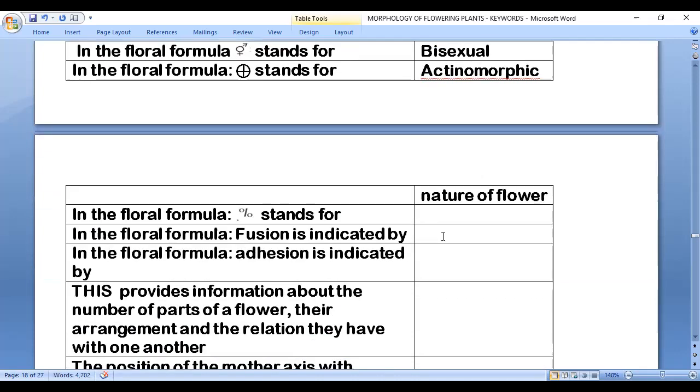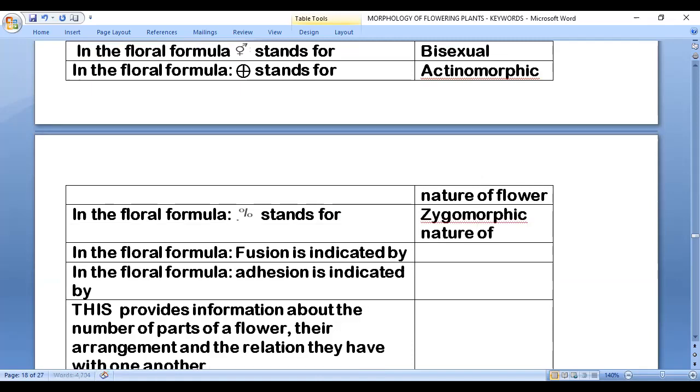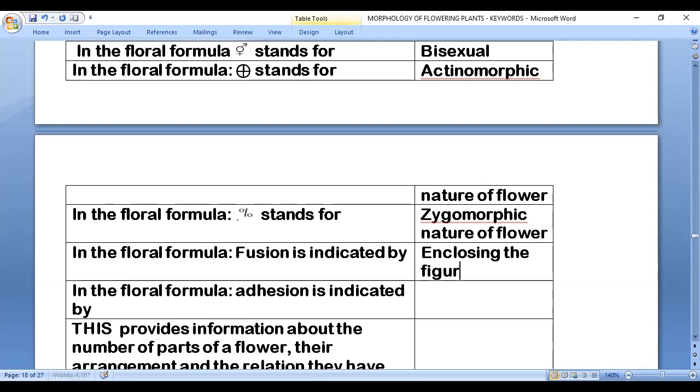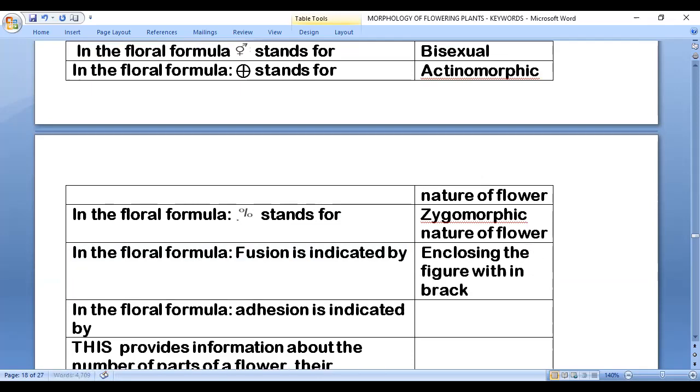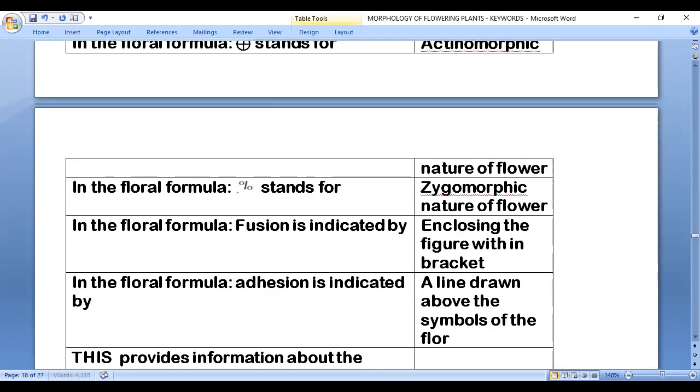Actinomorphic nature of flower. Zygomorphic nature of flower. The given symbol is for the zygomorphic nature of flower. In the floral formula, fusion is indicated by enclosing the figure within brackets. Adhesion is indicated by a line drawn above the symbols of the floral parts.